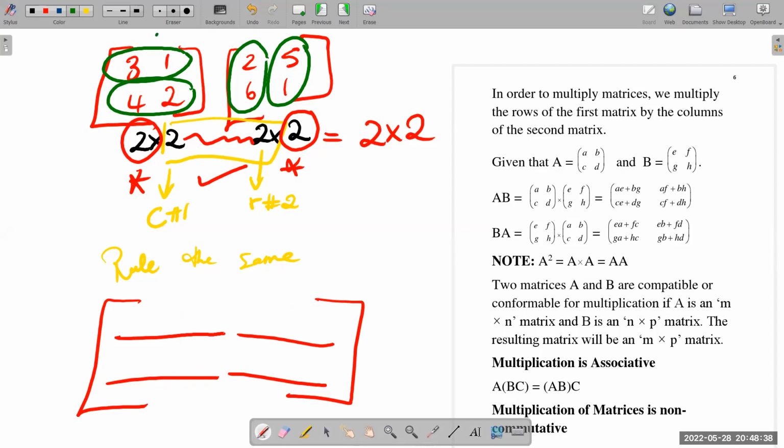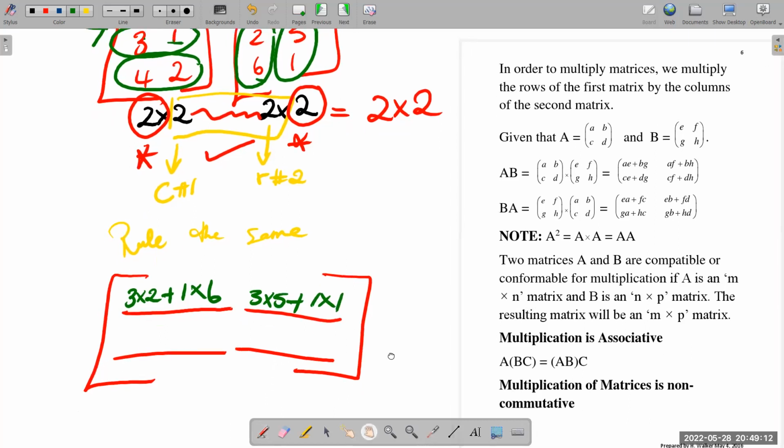So let's go. We're going to do top left first. So this is top, this is left. So we're going 3 times 2. You write it out, 3 times 2 plus 1 times 6. Let's do top right. So I'm going to use the top row, right column. So that's 3 times 5 plus, use the second element now, 1 times 1, sorry. Everybody with me?